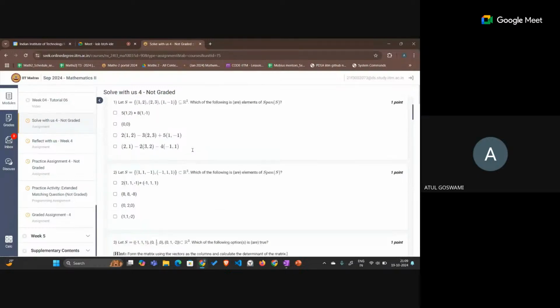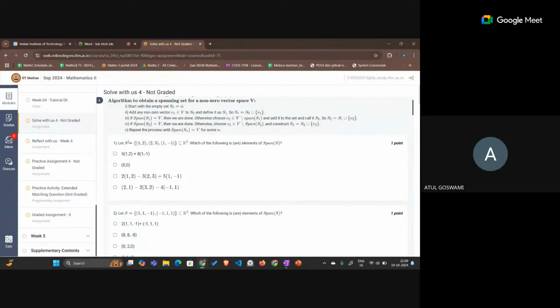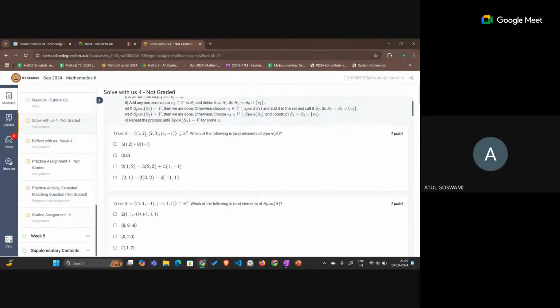In the previous question, actually, I went too far. I had added (0, 0), but (0, 0) is not in S, right? That's why it was not a vector space. But the span of S contains (0, 0). So all four are correct.